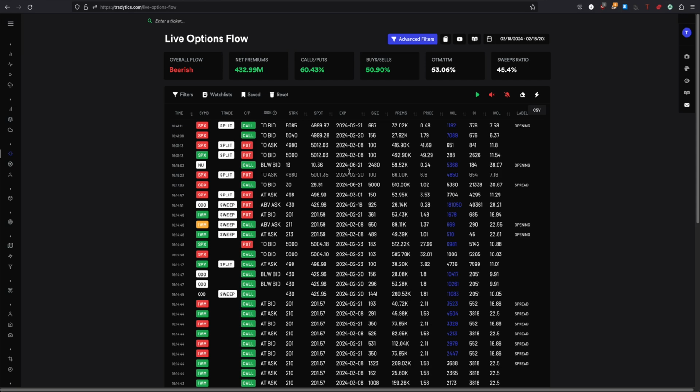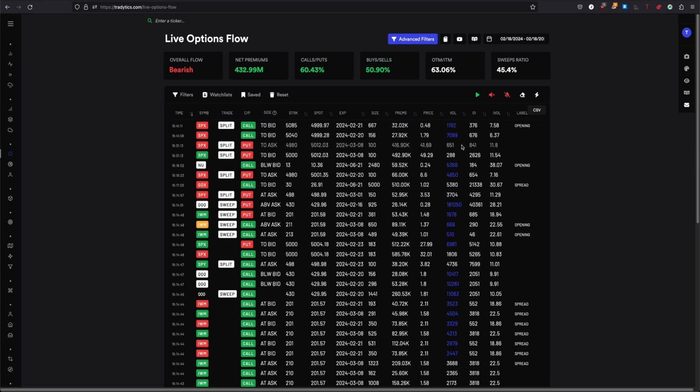Unusual flow, all right? Things that are useful and unusual. Volume over open interest. So when someone comes in and places an order that's multiple times bigger than the open interest on the chain currently, that is notable and unusual and very useful. Tradytics highlights these orders in blue.